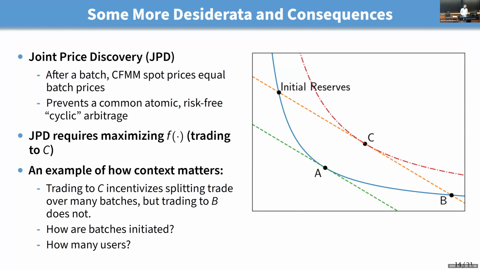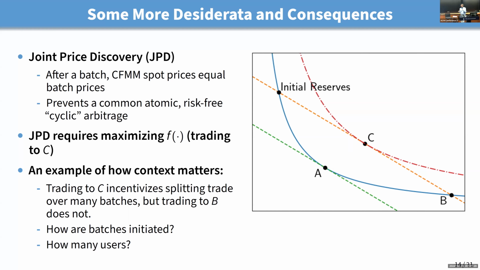Another thing you might like is for the CFMMs to, quote unquote, learn the batch price. If you assume that the batch price is going to be arbed to be equal to, say, the price on a centralized exchange, this is essentially allowing the CFMMs to benefit from that kind of price discovery. That basically means you have to maximize the CFMM trading function, trading to point C, essentially. And again, this suffices to guarantee price coherence at the cost of Pareto optimality.